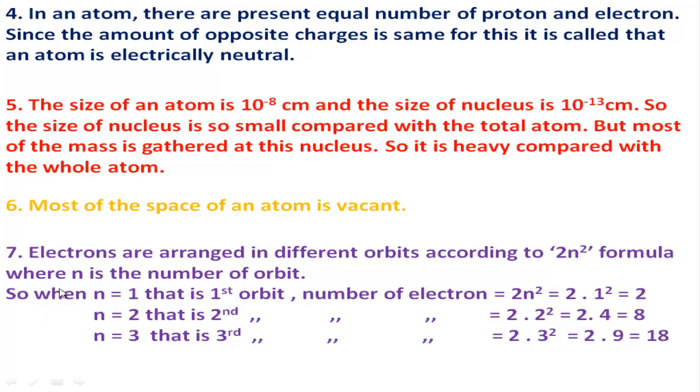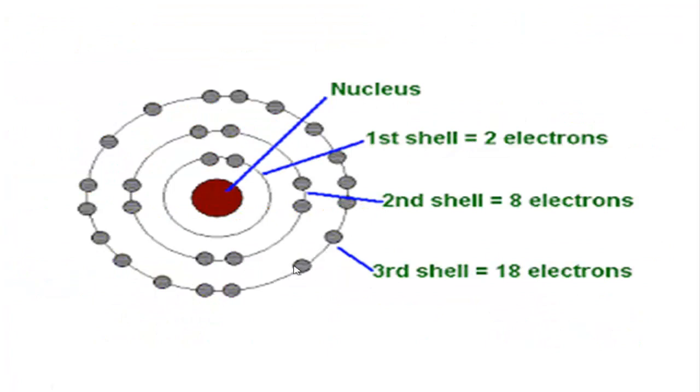So my dear students, I hope now you can understand why the first orbit contains 2 electrons, the second orbit contains 8 electrons, the third orbit contains 18 electrons, like this way, according to the 2n square formula. Follow this picture, follow here. This is the nucleus, the first orbit, first energy shell contains 2 electrons, the second energy shell contains 8 electrons, and the third energy shell contains 18 electrons. So like this way electrons are arranged in different orbits.